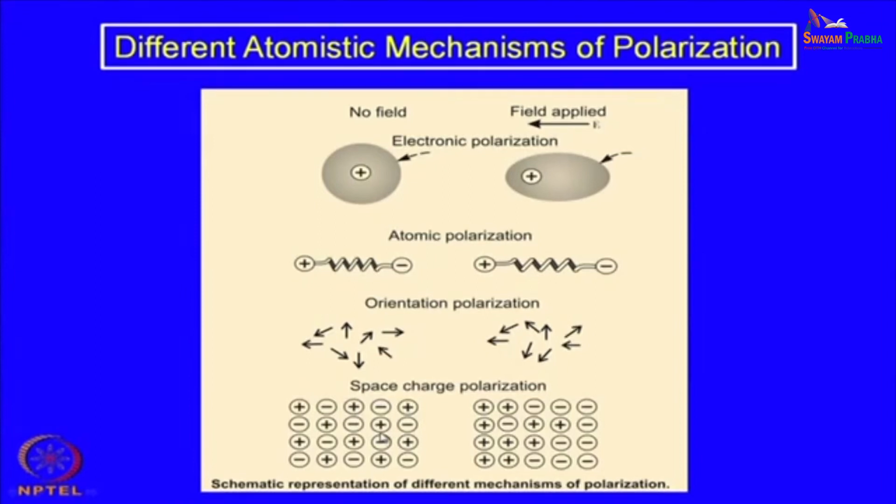The fourth one, the last one, is space charge polarization. This is very similar to an electrochemical system, the polarization which happens in an electrochemical system. In an electrochemical system, you have an electrolyte and the electrode, and there is an interface.